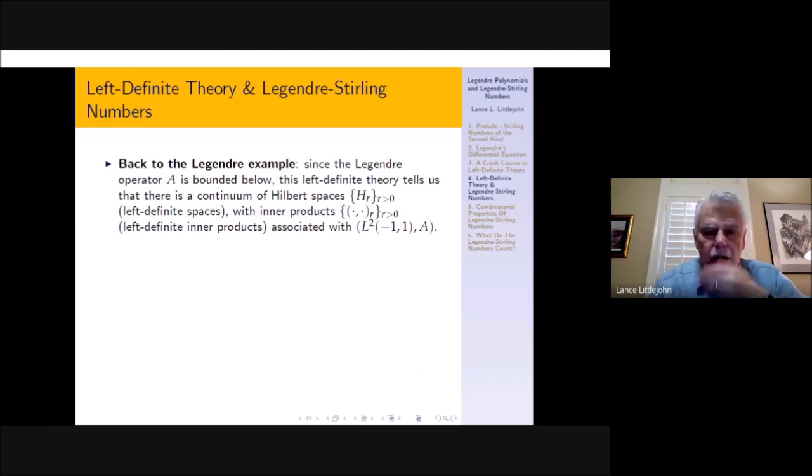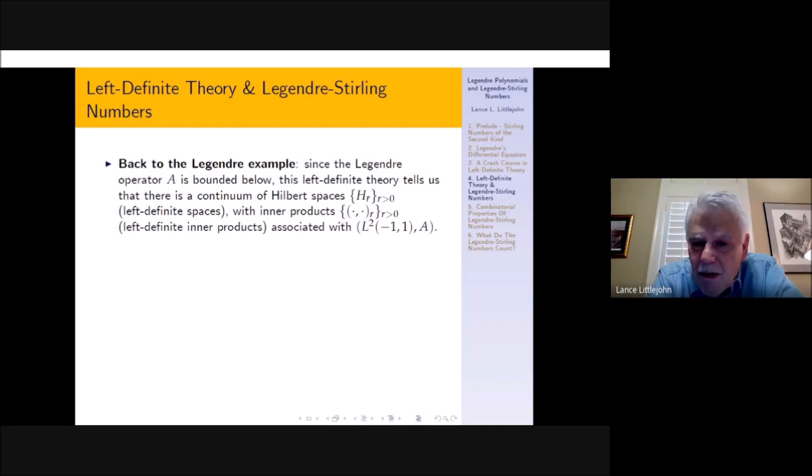Okay, so I want to get back now to the Legendre example. Before I broke away to tell you a little bit about left definite theory, we saw that the Legendre operator is bounded below by K times the identity in L2. So that means the left definite theory tells us that there's a continuum of Hilbert spaces, H sub R, with inner products subscripted by R, associated with the Legendre operator that produces the Legendre polynomials. So the question is, what are these spaces?